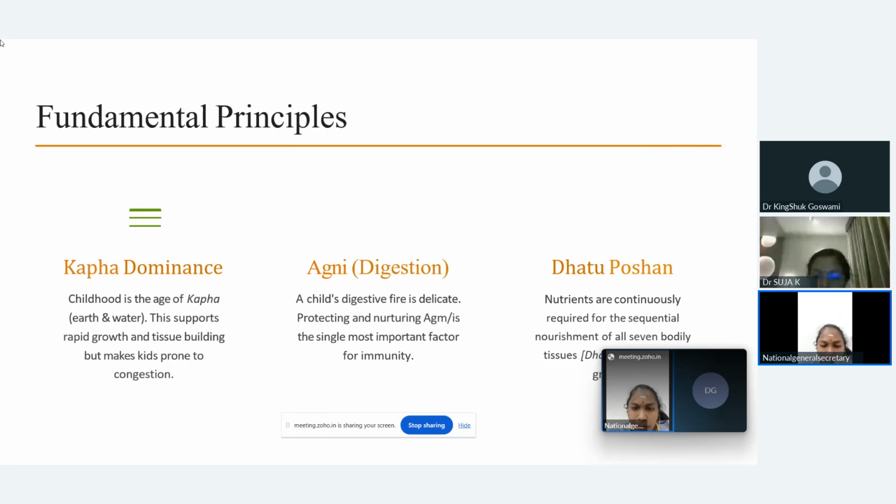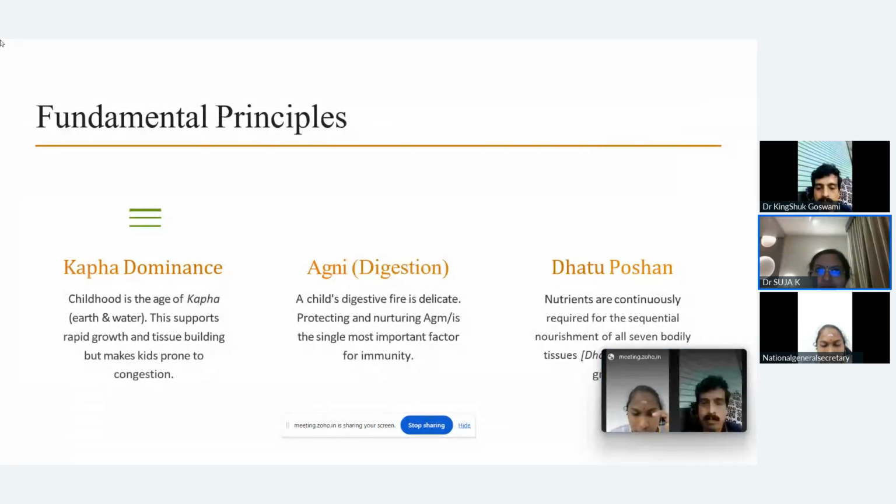Is the powder type also available, ma'am? The powder is available, but not in a formulation method. Only individual powders will be available. You have to mix it up and prepare.